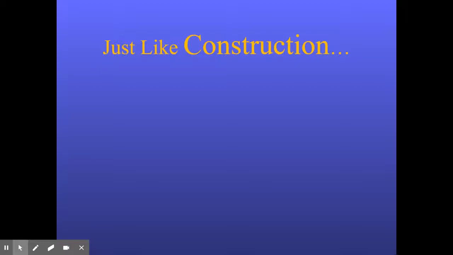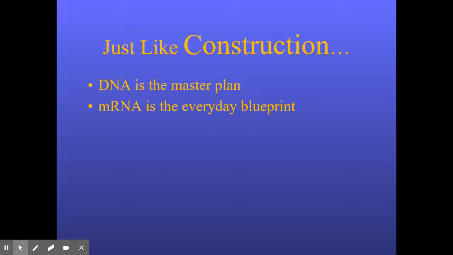So it happens just like a construction. DNA would be your master plan. mRNA is just like the everyday copy of the blueprint that you give to each of the builder people. You know, you get one copy for the plumber, one copy for the guy who's framing it, one copy for the roofer, right? You don't want to give out the master one because there's only one. So you just copy that. And so that's the mRNA.